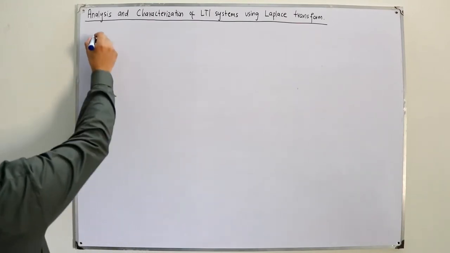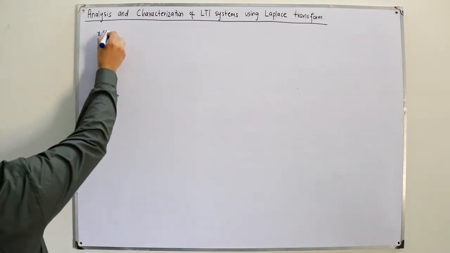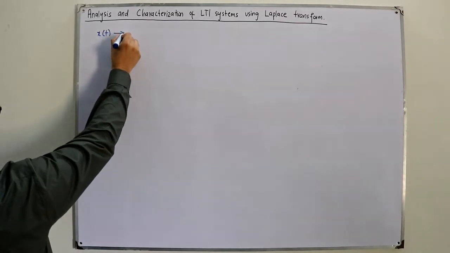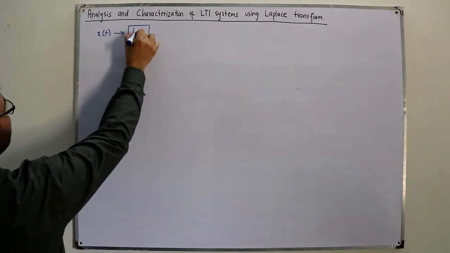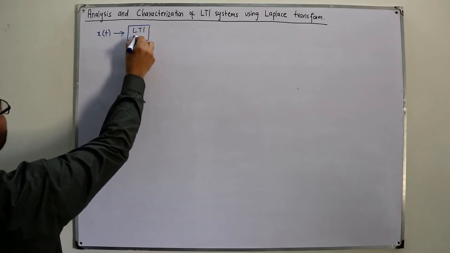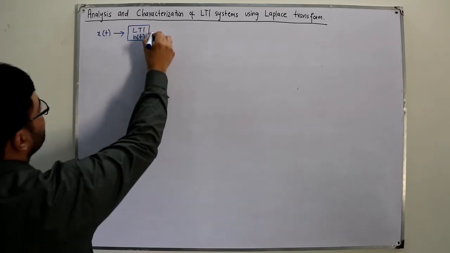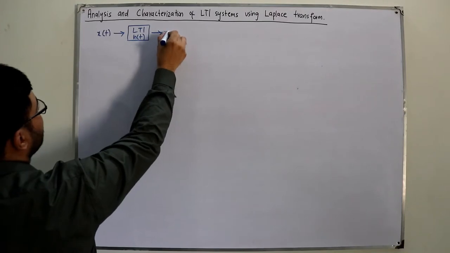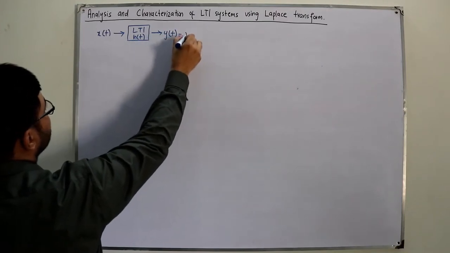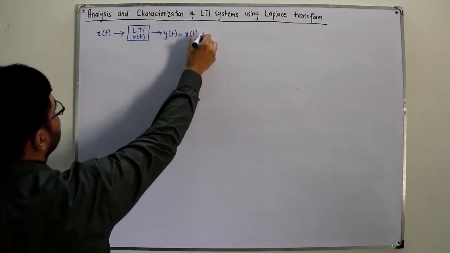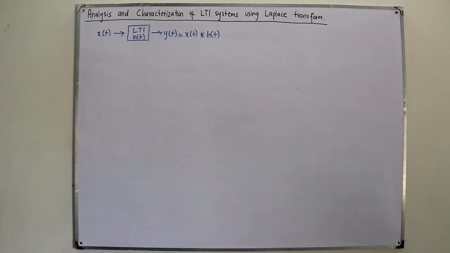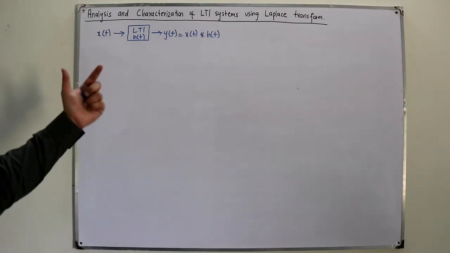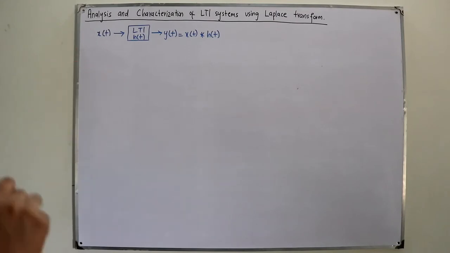If you have a signal x of t and it's applied to an LTI system having an impulse response h of t, the output of the system, that is y of t, would be equal to the convolution of the input and the impulse response. This is the time domain representation.